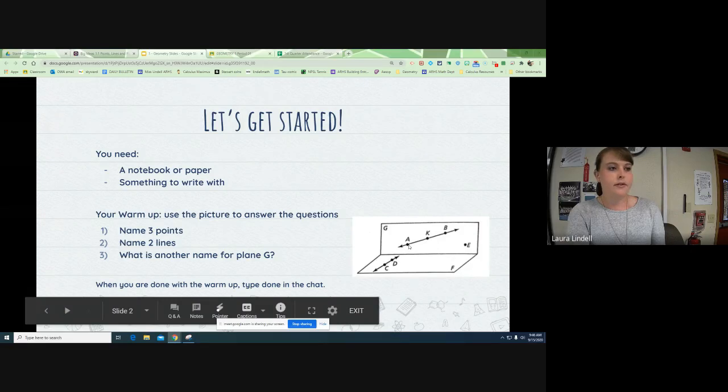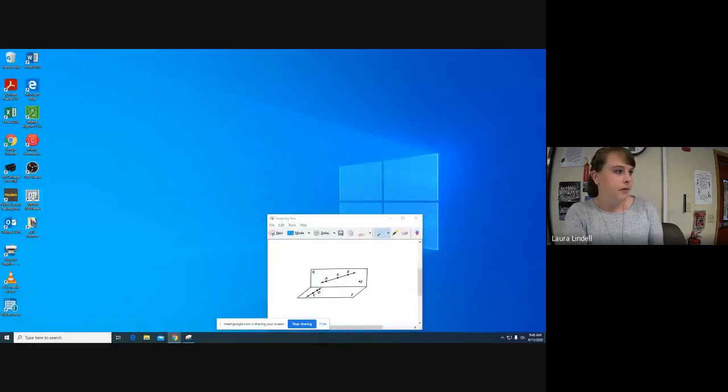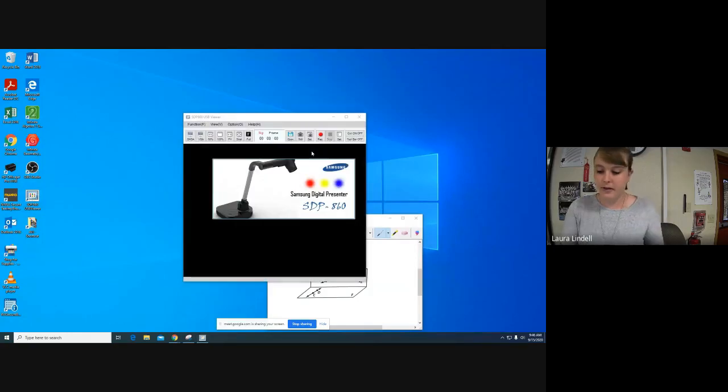But pretty much we have to involve point E for this one. So you could use ABE or AKE or KBE. Any of those would work. Cool. Any questions before we move on to today's lesson? If at any point you have a question, either type in the chat or unmute yourself and say something. Here we go. I am going to open this so you can actually see the notes.